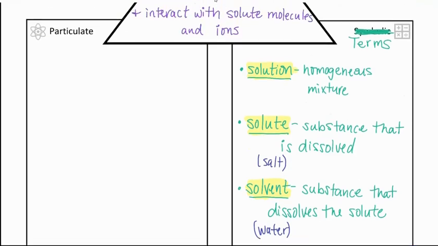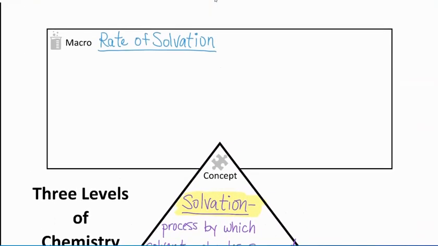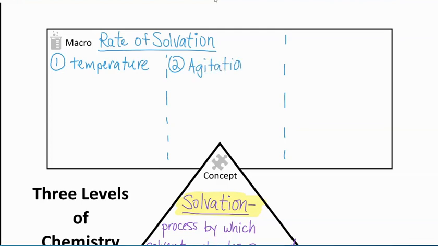We're going to go up to our macroscopic space, and we're going to look at the rate of solvation. This is going to be our conclusions that we can draw from the lab itself. I'm going to split this into 3 regions because we're going to look at 3 different things based on our parts of the lab. One is temperature. The second is agitation or stirring. And then the third is crystal size. These all match up to our parts of the lab.